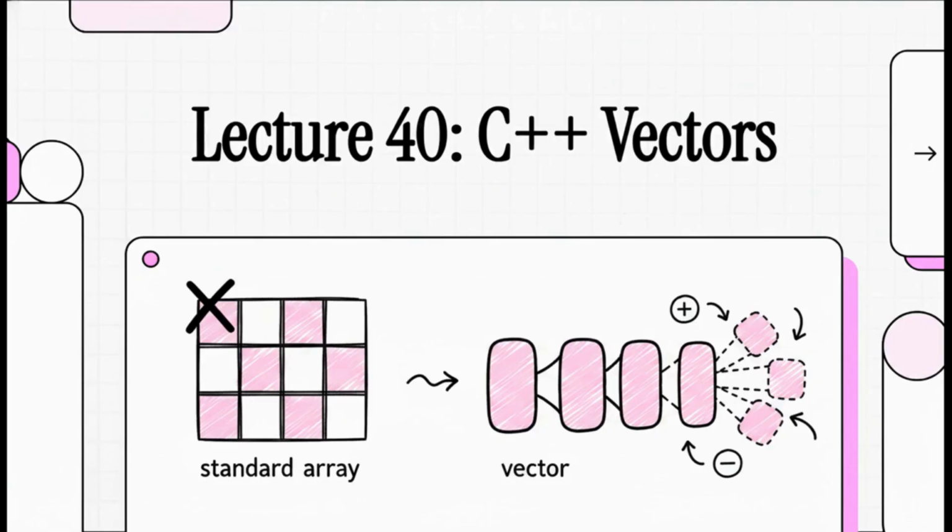But before we get to the good stuff, we kind of have to talk about the headache that is standard arrays. You know the deal, they're incredibly rigid, they have a fixed static size, meaning you have to know exactly how much data you're dealing with right out of the gate. And honestly, that just leaves you with zero flexibility when your program is actually running.